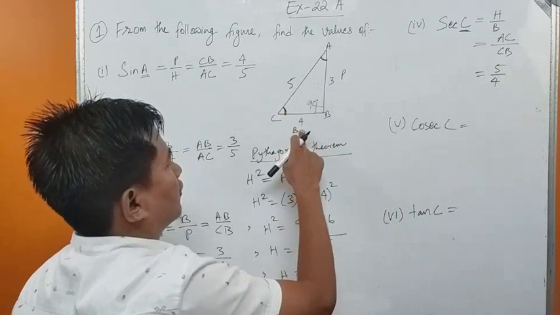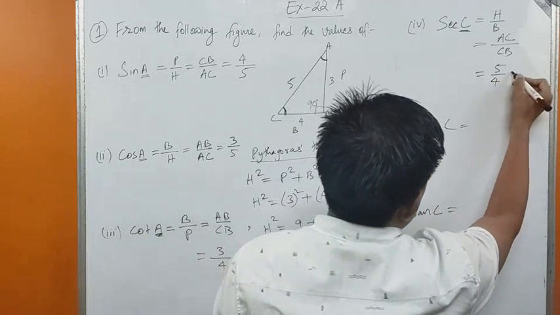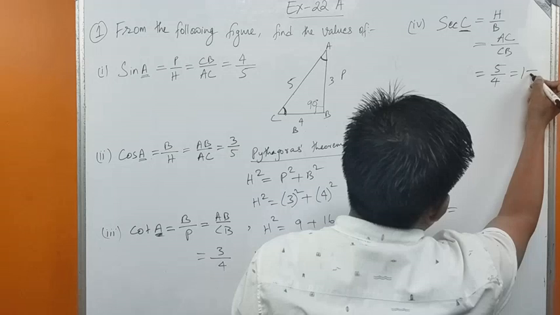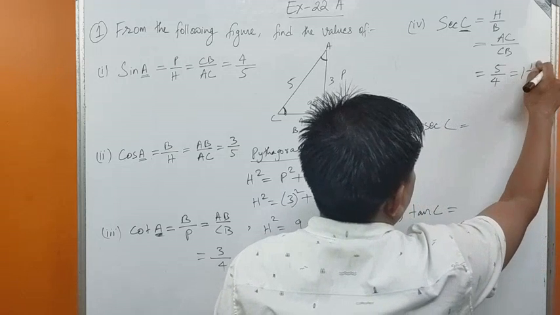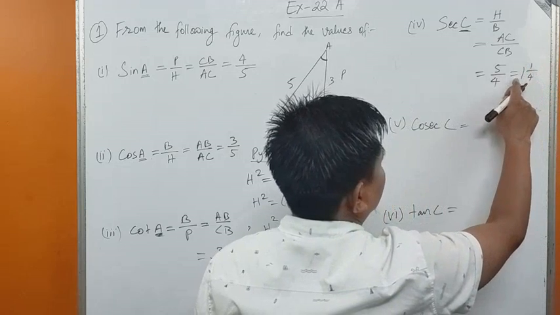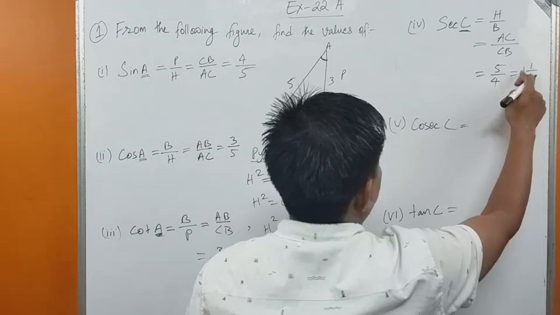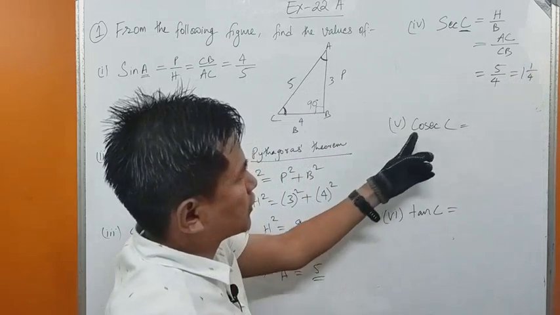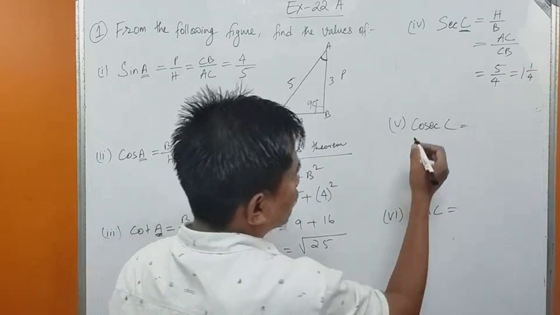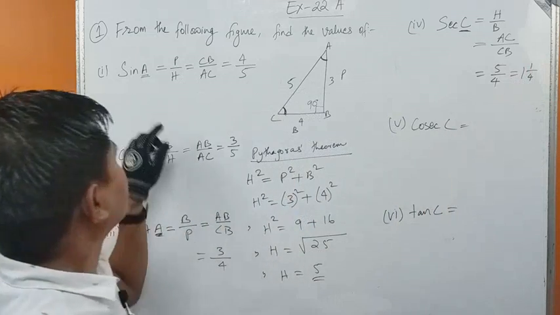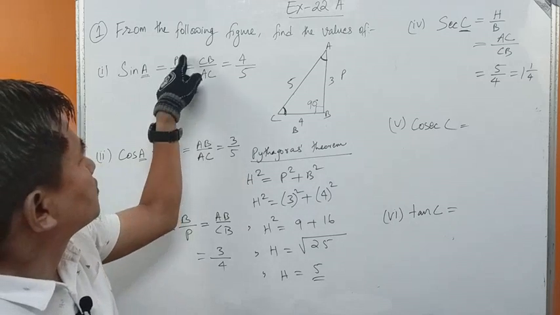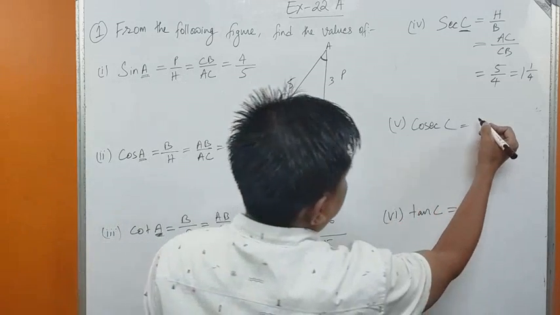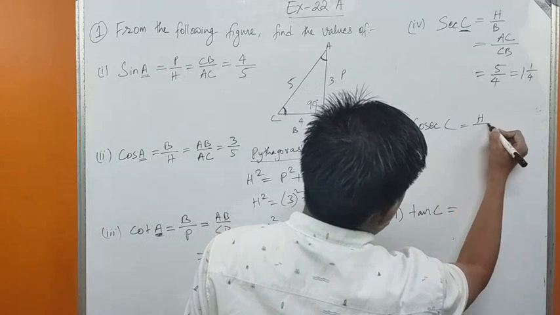5 upon 4. So 5 upon 4 means 1 whole 1 upon 4. 4 1s are 4, plus 1 is 5. 5 upon 4 means 1 whole 1 upon 4. Cosec C. Cosec theta is the opposite of sine theta. Cosec and sine are opposite. So sine theta is P by H, means cosec C means H by P.